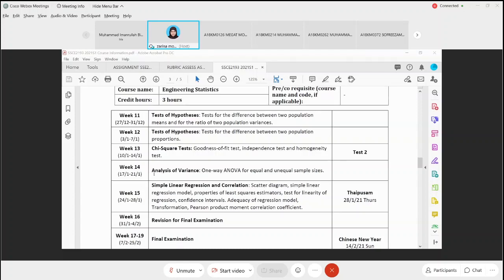And not only in the final exam, also in your assignment, you have to use analysis of variance to solve one of the questions in your assignment.